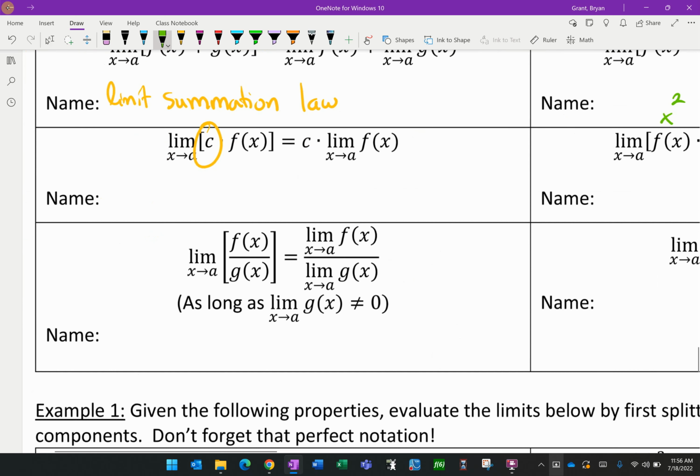Our fifth one says if you have two functions dividing, find the limit of each one separately. However, the bottom limit can't be 0, and I bet you could probably see why, right?